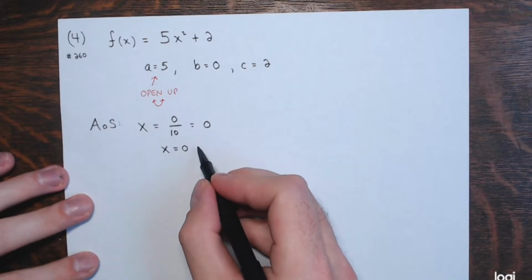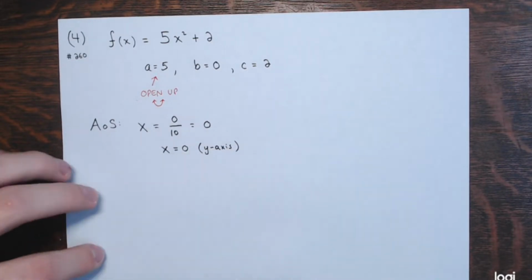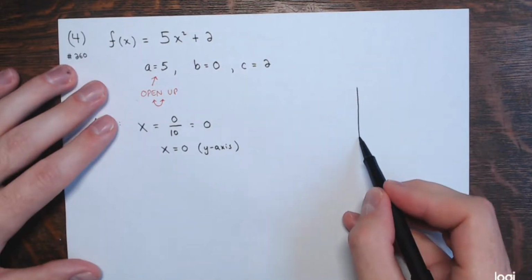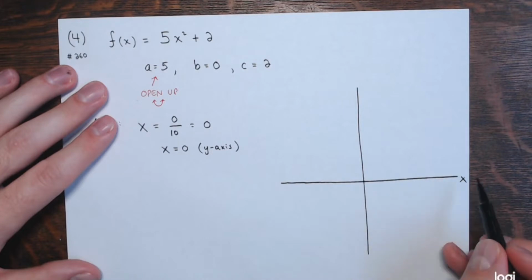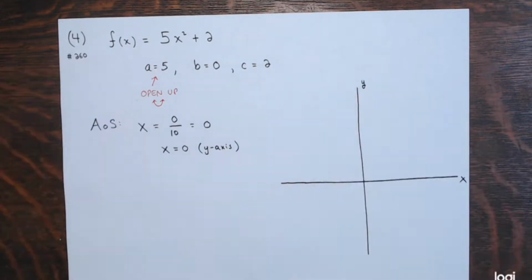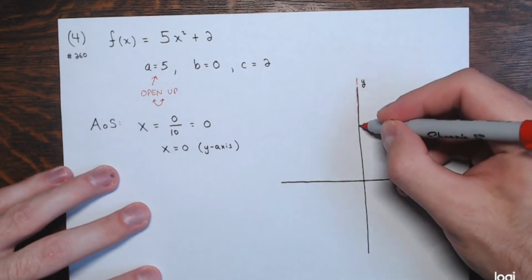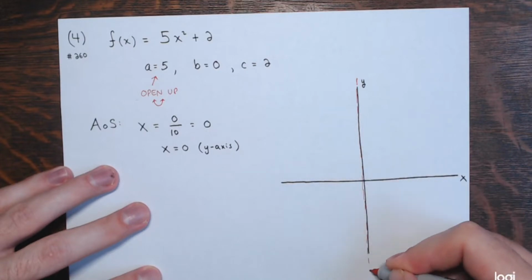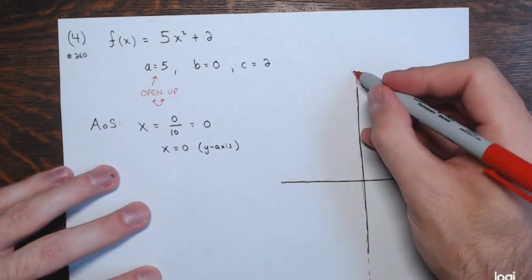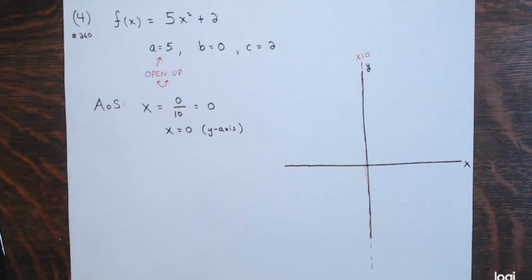So that's the y-axis. x equals 0. The y-axis is going to be the axis of symmetry. So yeah, x equals 0 is simply the y-axis. You probably can't see too much of this, but x equals 0, the y-axis, is going to cut the parabola in half. So the vertex is the y-intercept.